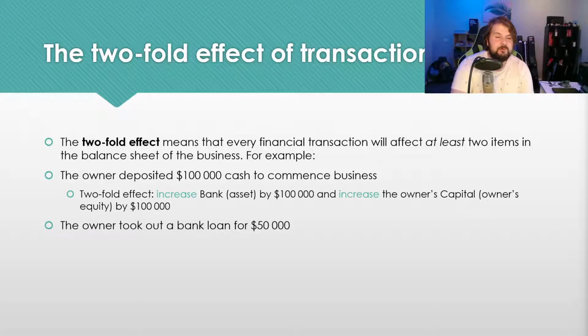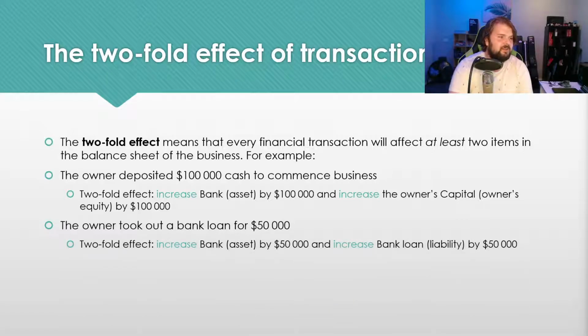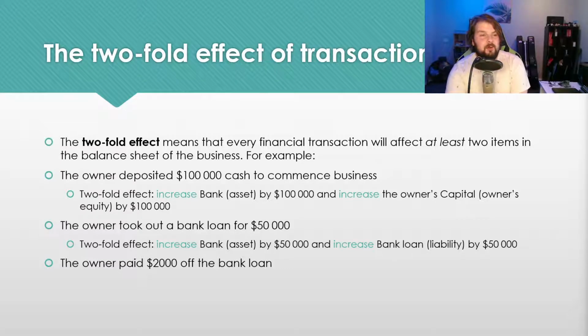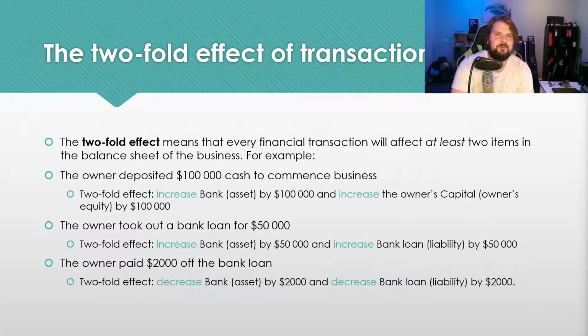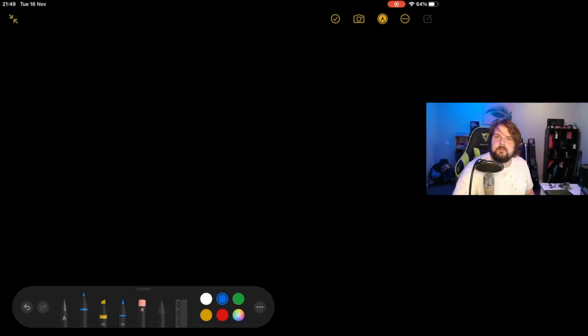If we take out a loan for $50,000, we can see the twofold effect because we're suddenly getting $50,000 in cash, which is an asset to us, but our liabilities are increasing by $50,000. And if we pay off a portion of that bank loan, we're paying $2,000 in cash, so we're losing $2,000, but we're also losing $2,000 from that liability. Okay? So now I'll show you an example of how this is shown in the equation.